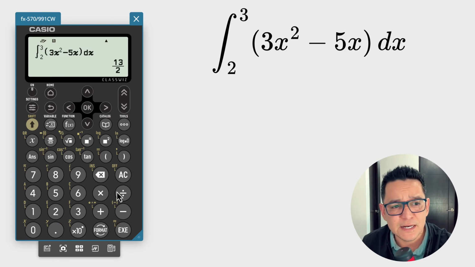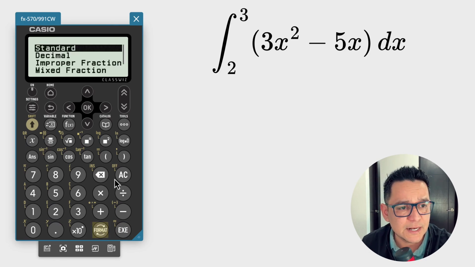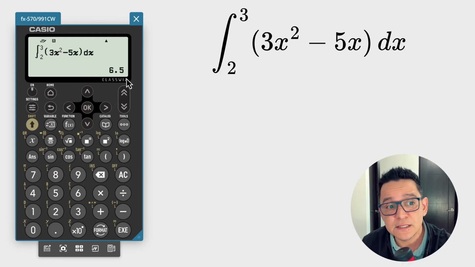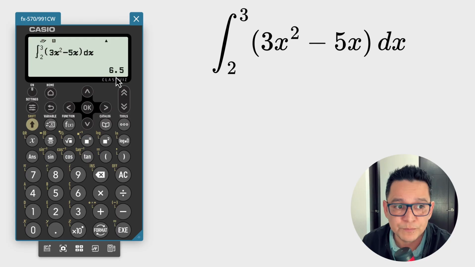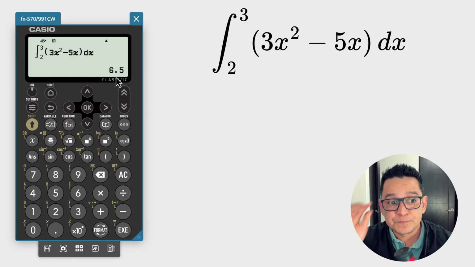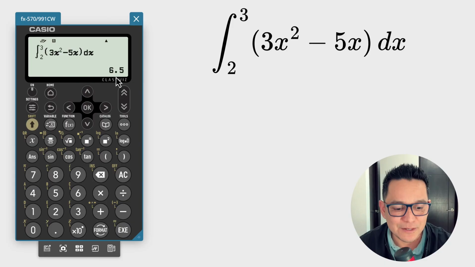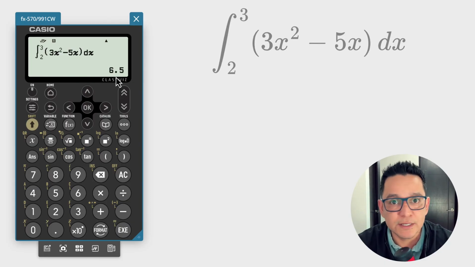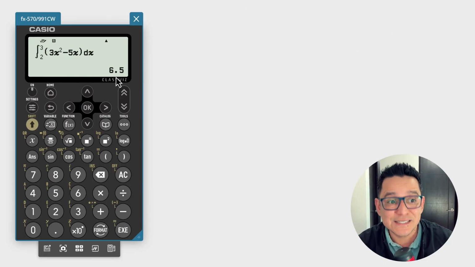If we want to convert it to decimal, we just click here where it says Format, go down with the arrow and hit OK, and it's telling me that it's 6.5. In this case, if we're solving a problem, for example, about areas, then we'll know that it's 6.5 square units, right? All right. Well, that's it for now. So I'm done with the calculator part. You can stop here if you are only interested in knowing how to solve exercises.